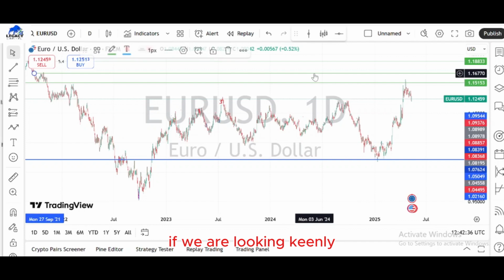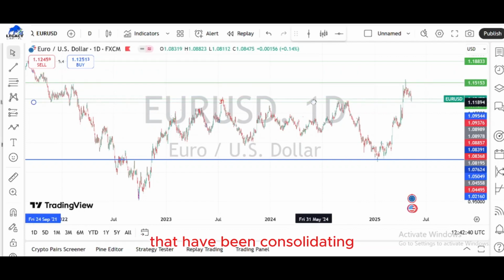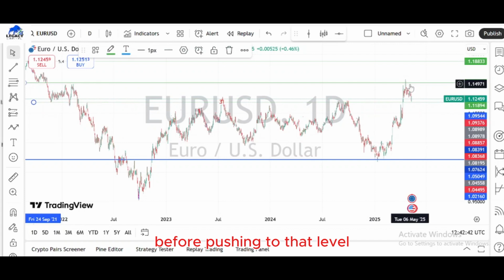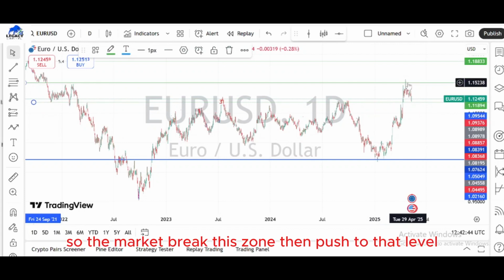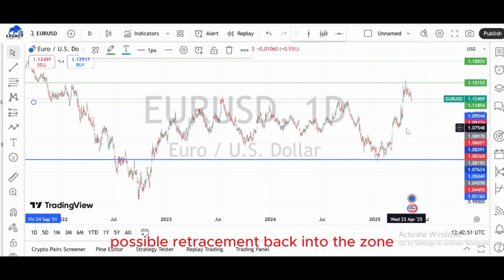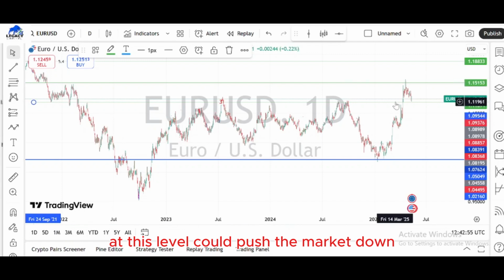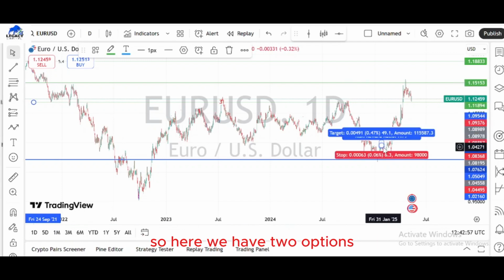If we look keenly, we will notice that the market broke a zone that had been consolidating before pushing to that level. So the market broke this zone, then pushed to that level. So what should we be expecting? There can be a possible retracement back into the zone, or this sellers' momentum at this level could push the market down. So here we have two options.